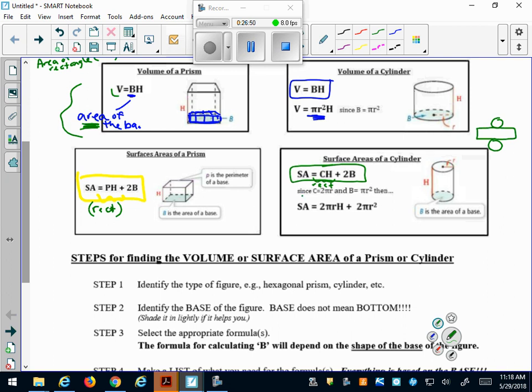Now, as a reminder, circumference is 2 pi r. So if we plug in 2 pi r for our C, we get 2 pi rh. And area of a circle is pi r squared. So if we plug that in here, we get 2 pi r squared. So you might see this formula as a surface area of a cylinder.